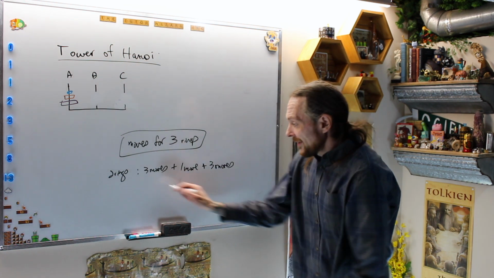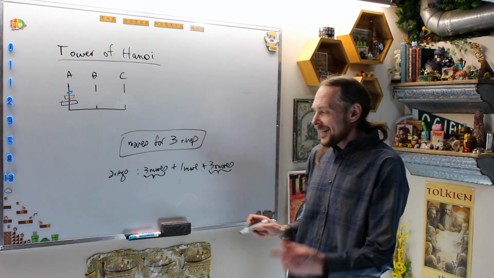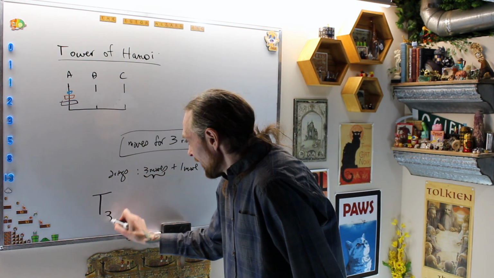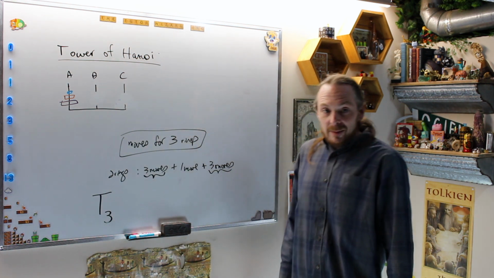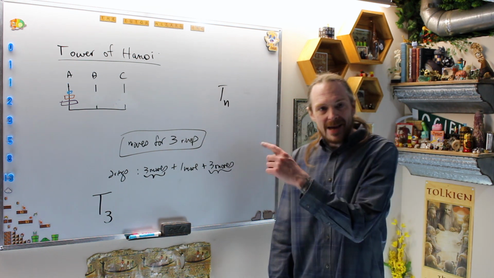And that is telling me, and then we're trying to find a pattern, so algebraically what we're noticing now is if I want to know how many moves, we're going to call it T for the 3-ring puzzle. We're going to call Tn the number of moves it took to solve the Tower of Hanoi.